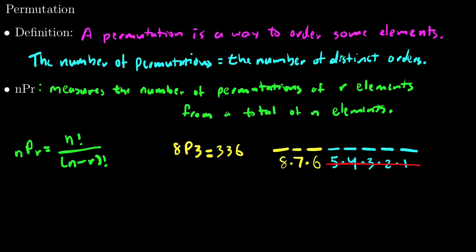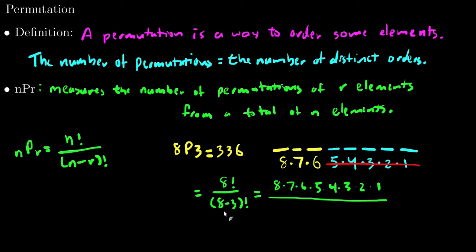So in the formula, we know that 8P3 is going to be 8 factorial divided by 8 minus 3 factorial. 8 factorial is 8 times 7 times 6 times 5, that's 4, 3, 2, and 1. 8 minus 3 is 5. 5 factorial is 5 times 4 times 3 times 2 times 1. And the 5 factorials top and bottom cancel. And as before, we're just left with 8 times 7 times 6.